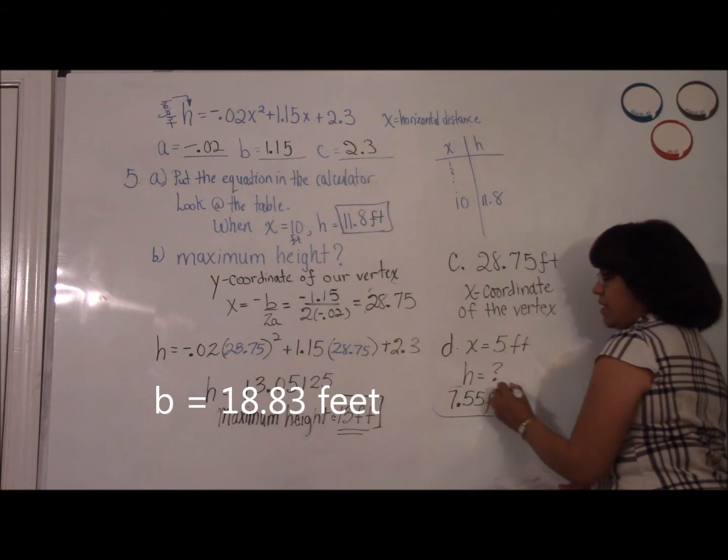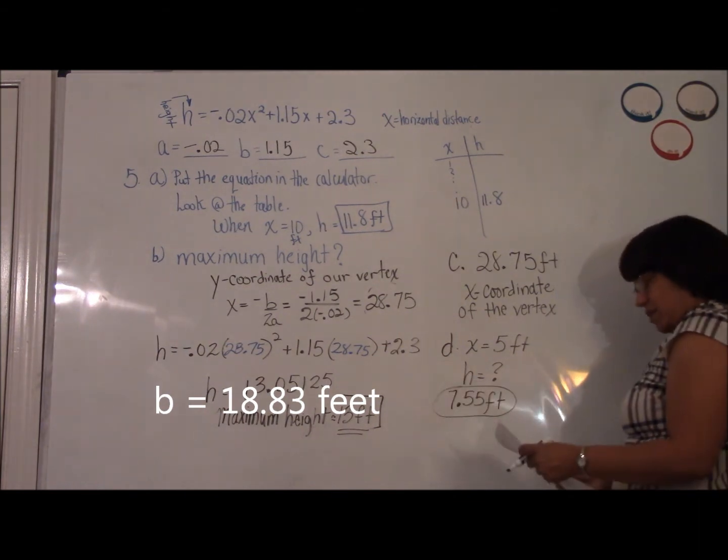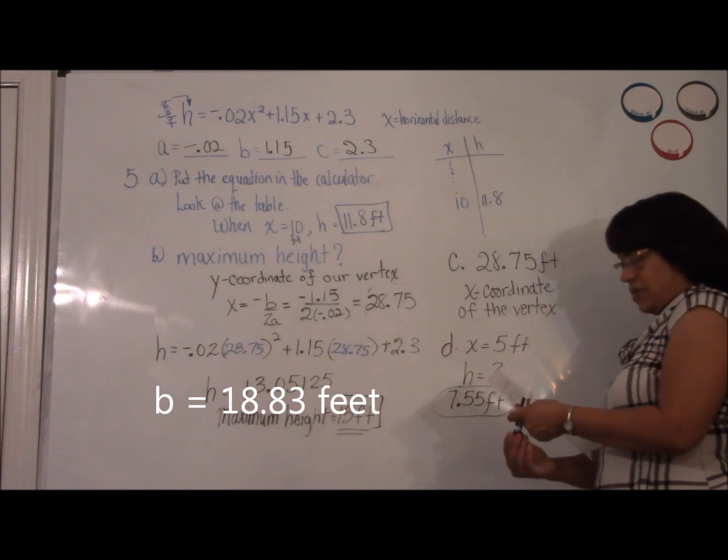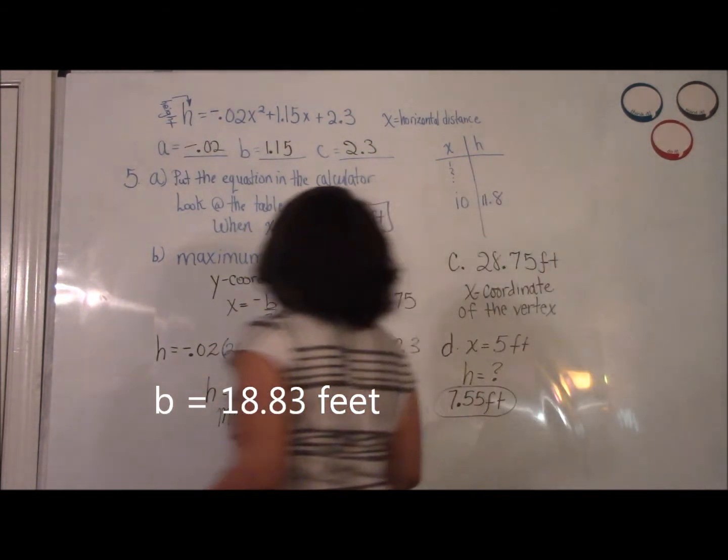That's how high the blocker's hand has to be to block the punt, sorry. And let's go to letter E. I'm going to erase these.